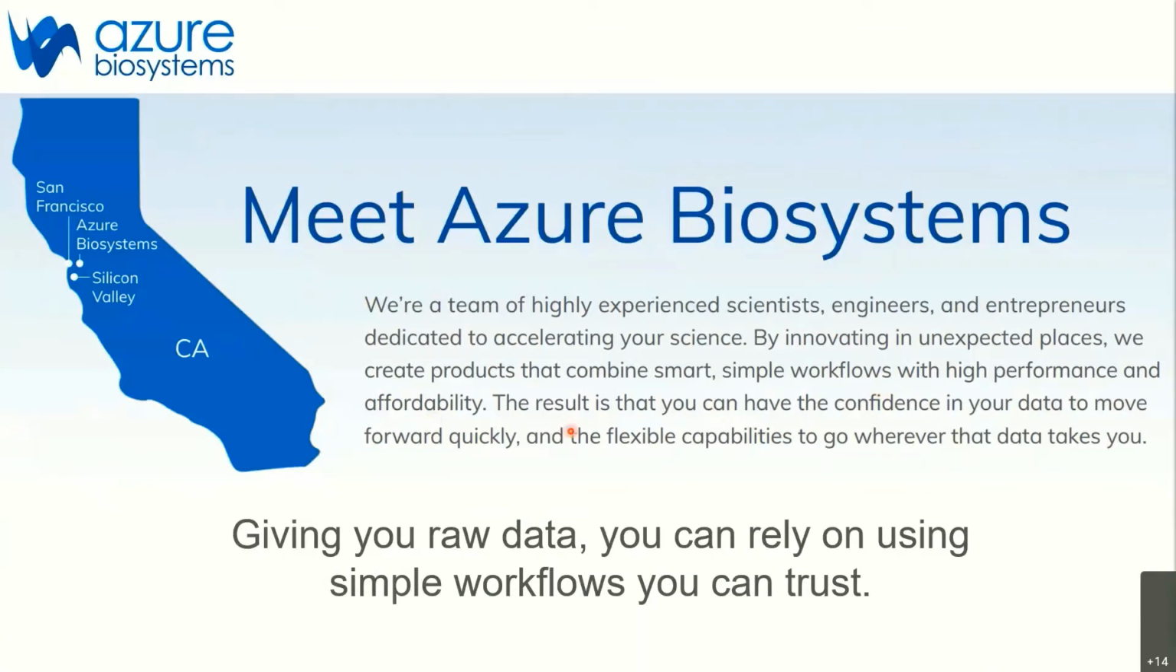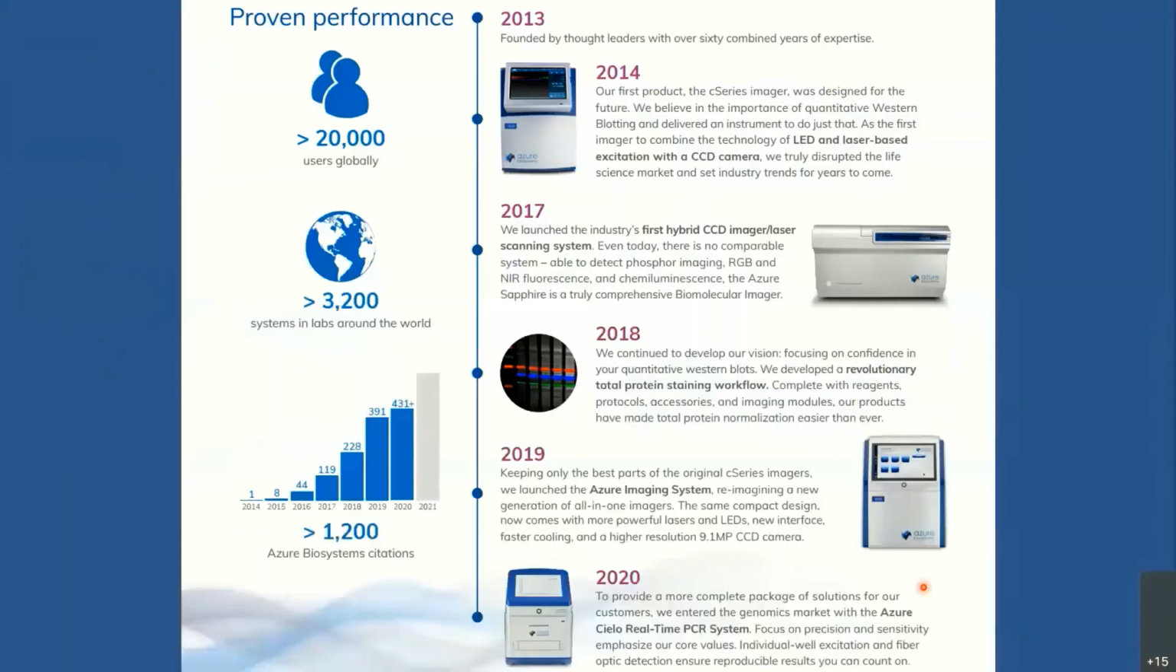The result is that you can have confidence in your data to move forward quickly, and the flexible capabilities to go everywhere that the data takes you. So in short, we aim to give you raw data that you can rely on, using simple workflows that you can trust. Right, this is a flow chart of what has happened over the years.